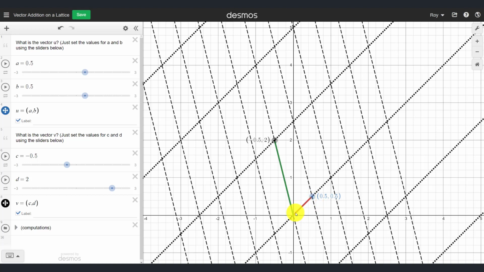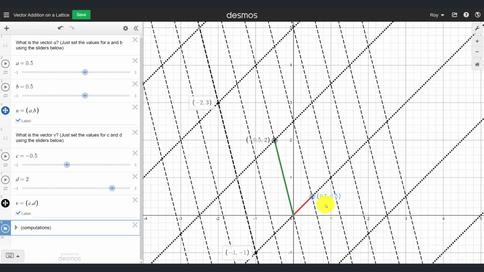Remember, u is the red vector, so I'll go backwards 1, 2 steps here, and then I'll go in the v direction 1, 2 steps. So negative 2u plus 2v will get me to negative 2, 3.